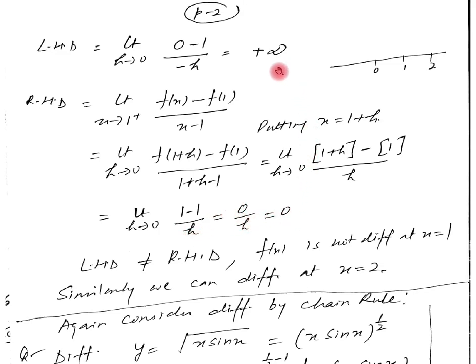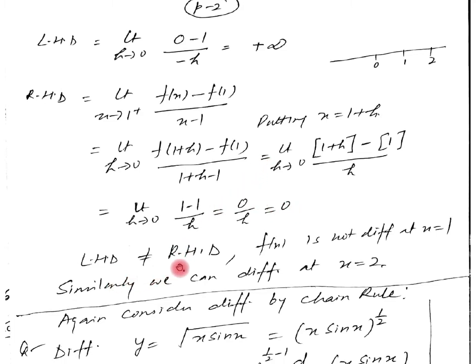Now the left hand derivative, moreover, you can say it does not exist, and the right hand derivative is 0. Both are not equal. So the left hand derivative is not equal to the right hand derivative. Therefore we can say f of x is not differentiable at x equal to 1. Similarly, we can check its differentiability at x equal to 2. This is how to do questions of this type.